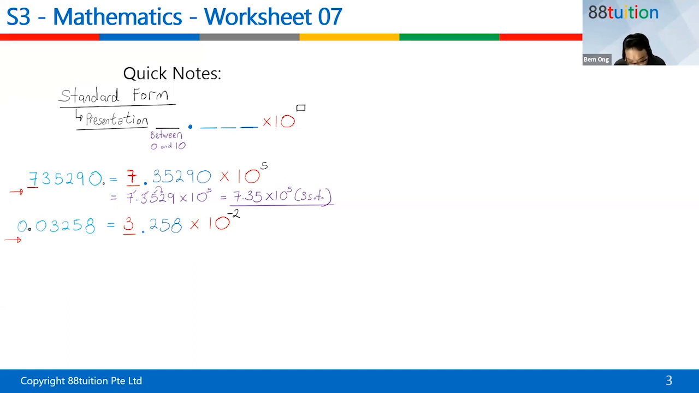All right. So this is something to do with standard form, which is actually quite doable. Don't worry about this, children. All right. Quite fun one. All right. Later we practice a little bit more.